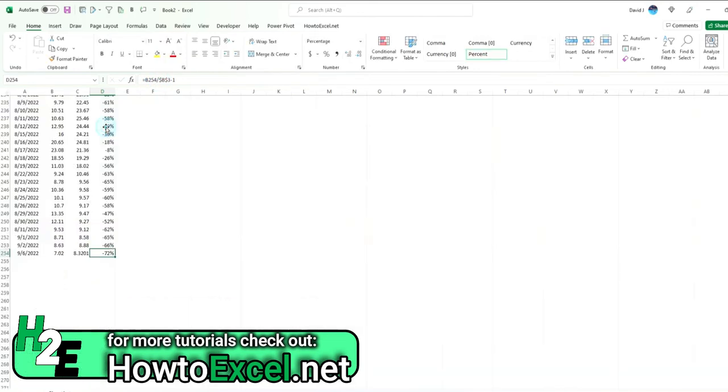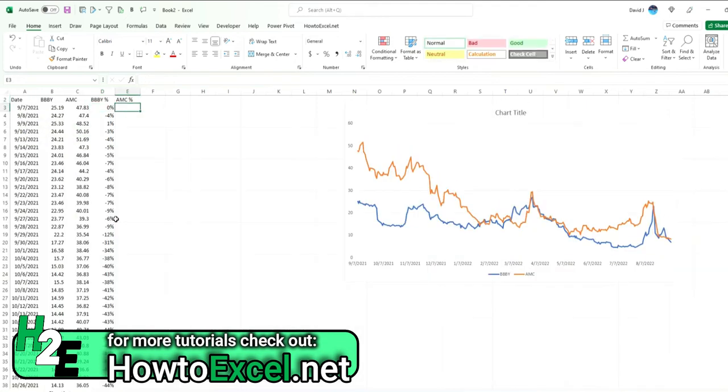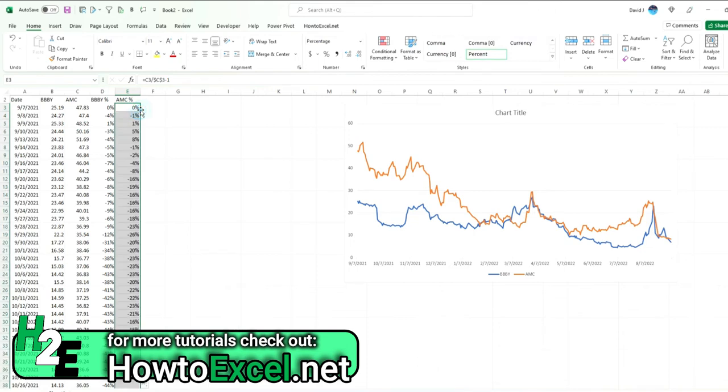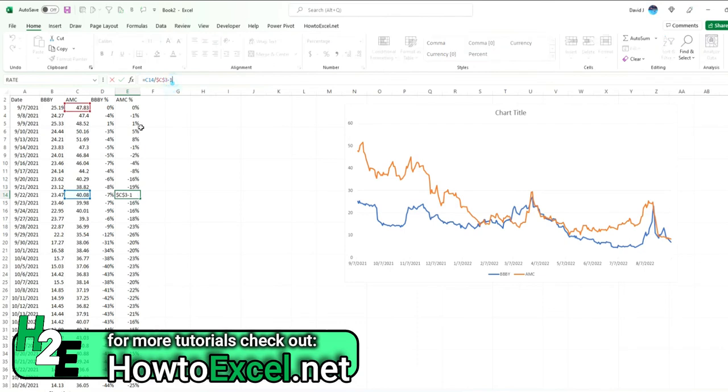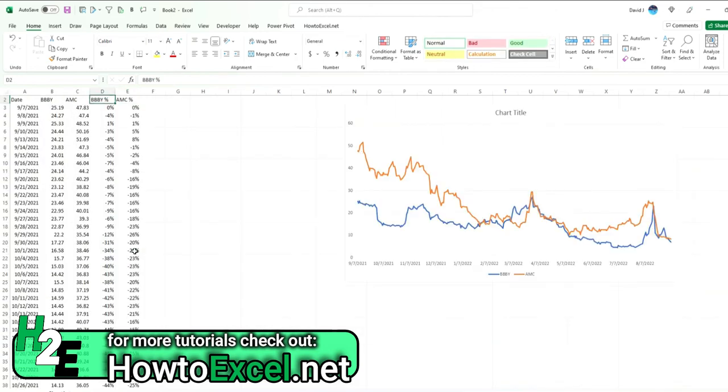If I go all the way down here to September 6th, 2022, the change since that starting point is 72% in the negative. So I'm going to do the same thing for AMC, except obviously I'm going to copy this over so we're looking at the right column. And so again, same sort of thing. We're comparing against AMC's starting point, 47.83. And so if I go all the way to the bottom, here we can see it declined by 83% versus 72% for Bed Bath Beyond.